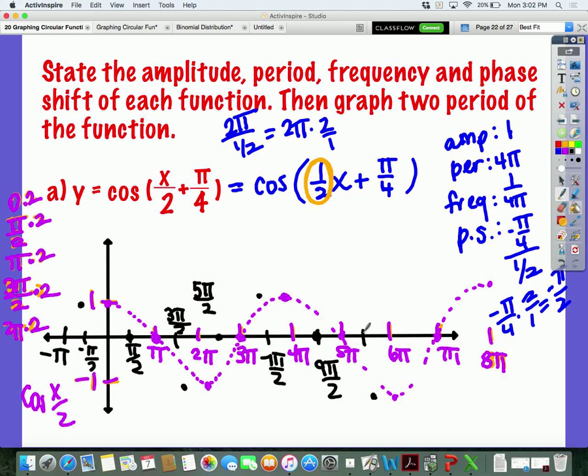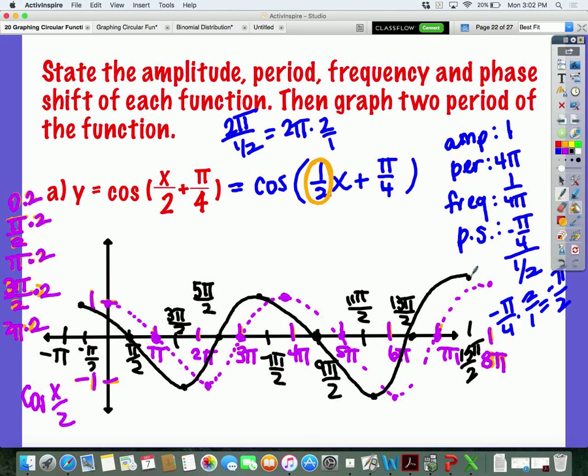What's that point? 11 pi over 2, and it just continues. Shift it over. 13 pi over 2. And then the last one, 15 pi over 2. Okay? So if you connect all of these, that black line is the graph of cosine of x over 2 plus pi over 4.